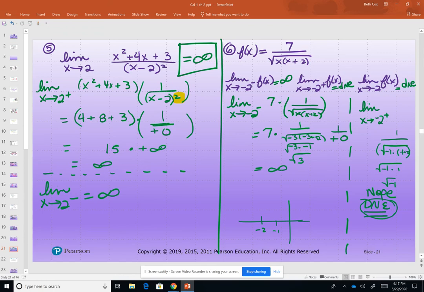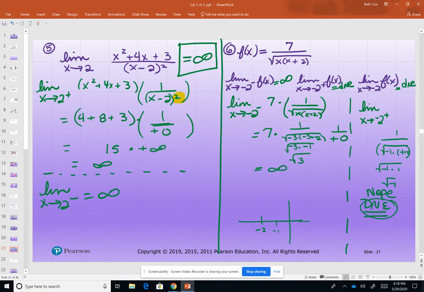Overall, when it comes to limits, the first thing you do is you try to plug your number in. If it works, awesome. Second thing, if you can't plug it in, can you reduce your fraction? Can you factor it? Can you rationalize it? Can you simplify it? Can you do anything to that situation to make it so that you can plug in? If you can, then do it.